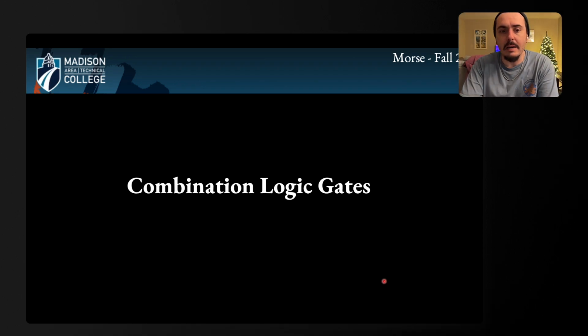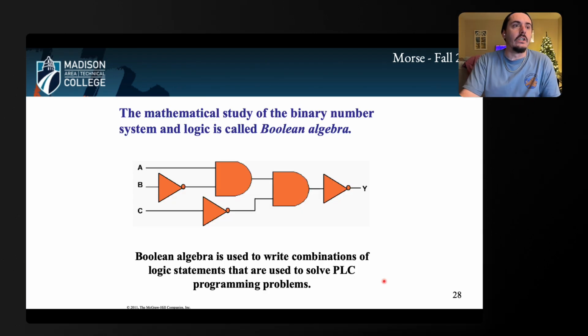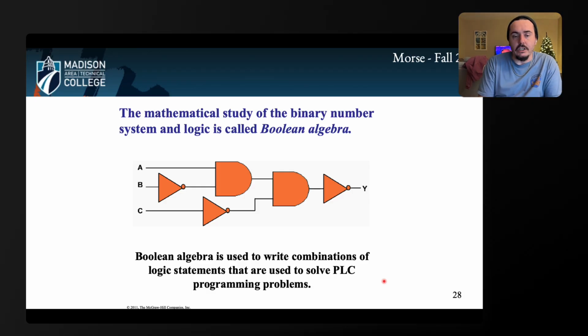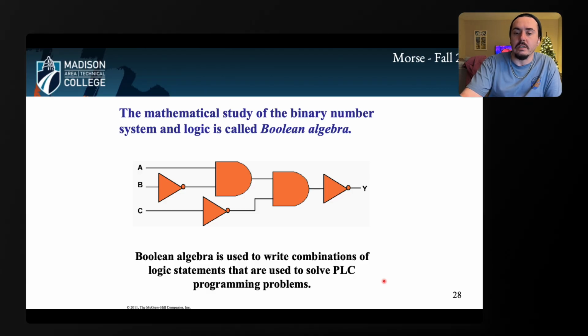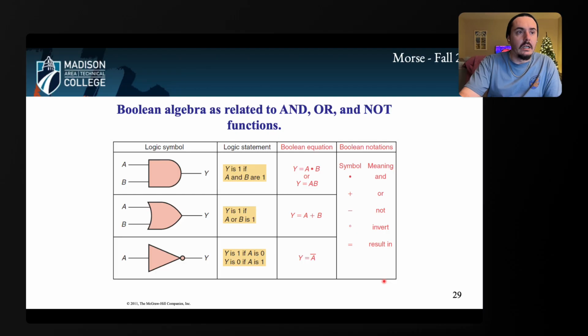All right, so next we're going to look at combinations of logic gates. The mathematical study of the binary number system and logic is called Boolean algebra. So looking at these things and solving them with symbols and math terms is Boolean algebra. And this is what we do in order to set up these PLC systems to control big components inside of facilities.